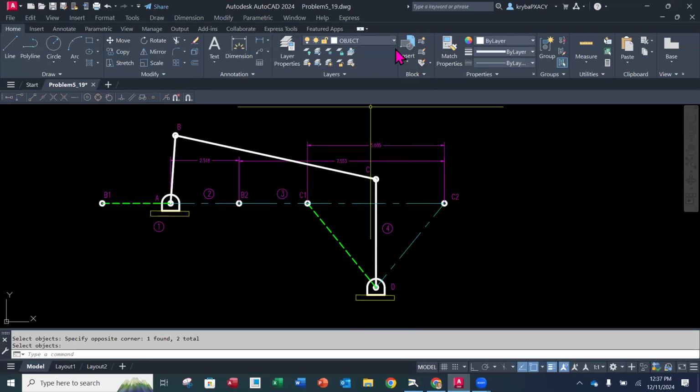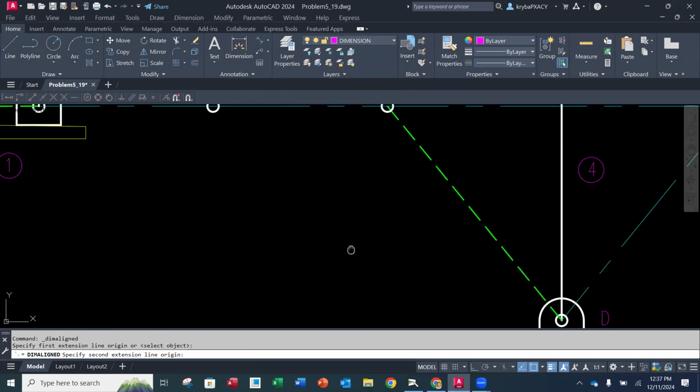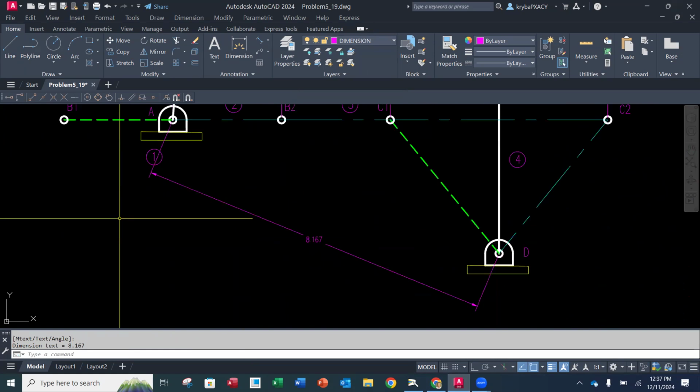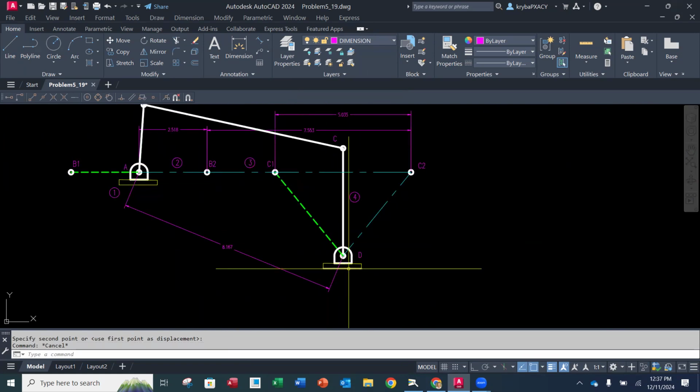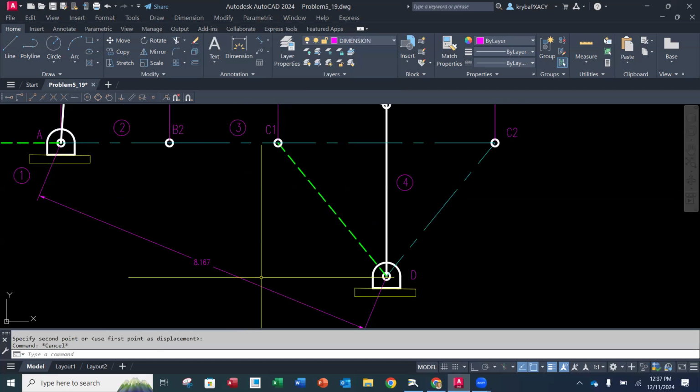So L1 is going to be, I'm going to go back along my dimension layer. This is going to be an aligned dimension between the center of A and the center of D along this way. So it's this length. Do not do a vertical or a horizontal dimension. We want to have an aligned dimension, a straight line. If we would draw a straight line through that, how long is that? And that is 8.167. So our L1 is 8.167 inches. And this is from CAD.